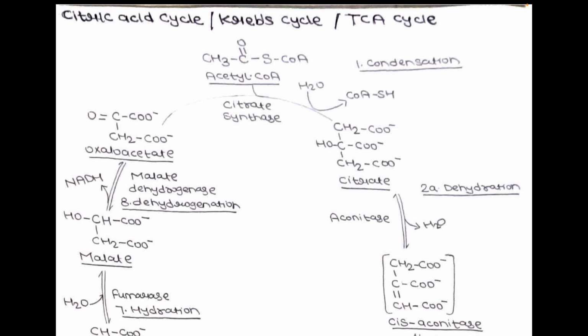Why does this step exist? It is a structural problem. Citrate is a tertiary alcohol. The OH is on the carbon with no hydrogen attached. You cannot oxidize a tertiary alcohol easily. But the next stage of the cycle needs to oxidize this molecule.